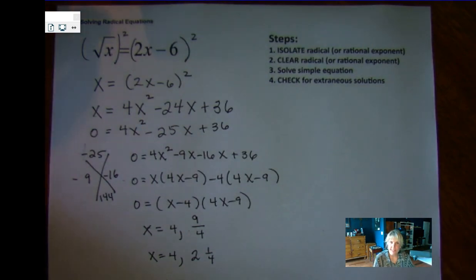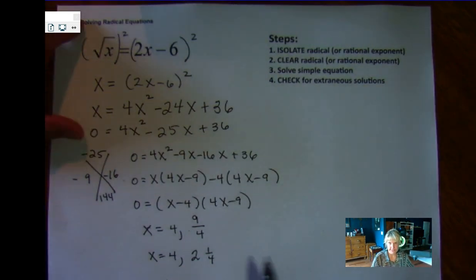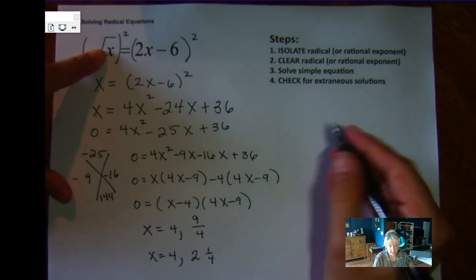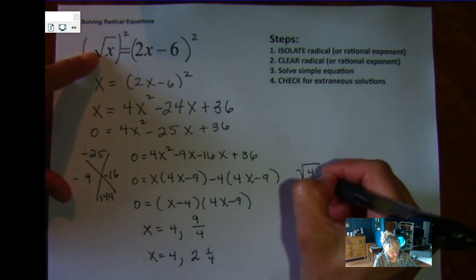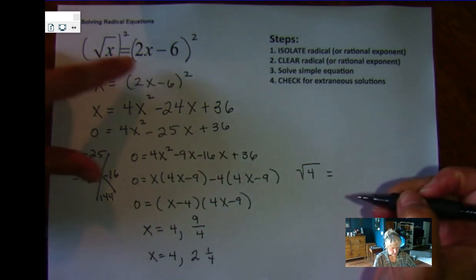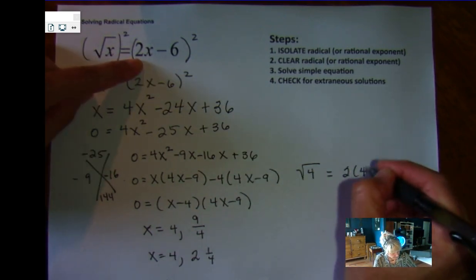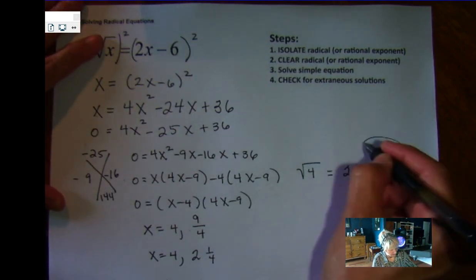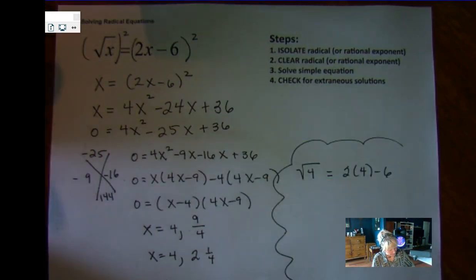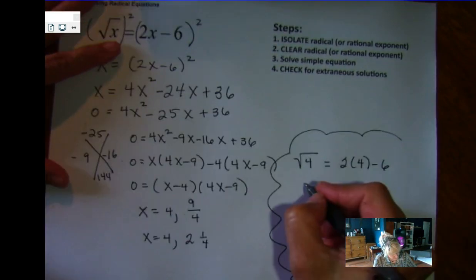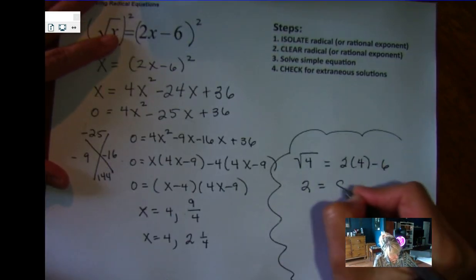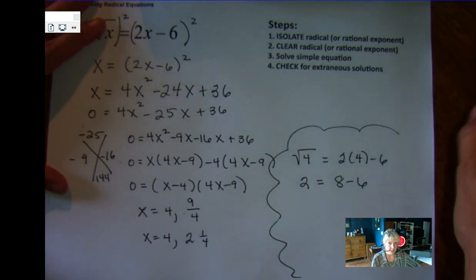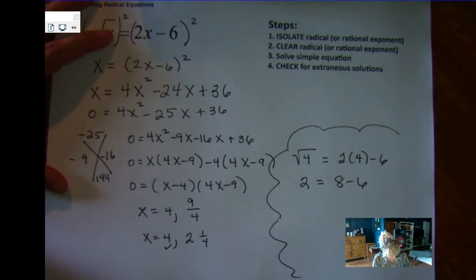So let's talk about extraneous. If I tried to put in a 4 right here, let's see what we would get. So the original equation, the square root of 4, would equal 2 times 4 minus 6. Let's go ahead and perform that math. So over here on this side, I'm checking for extraneous solutions. So 2 is going to equal 8 minus 6. This is a true number sentence, so I know that that is going to be a solution.